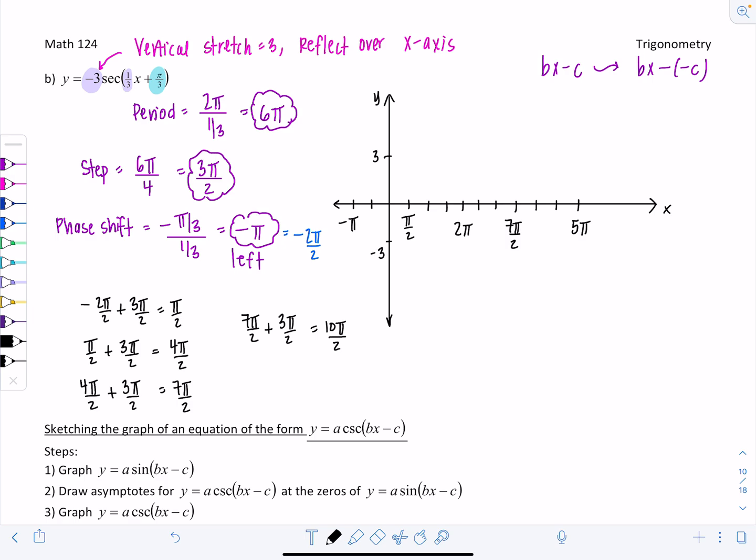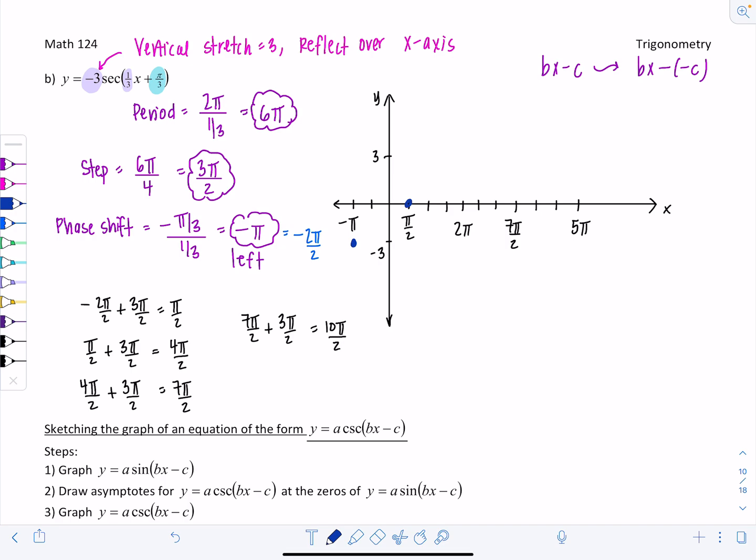All right, and then we're going to start off plotting points for cosine. So remember, normally cosine would start up at the top. However, we've got that negative, so we're reflecting over the x-axis, so we start down here. Then we do the next x value that we labeled. That's where 0 is going to happen.